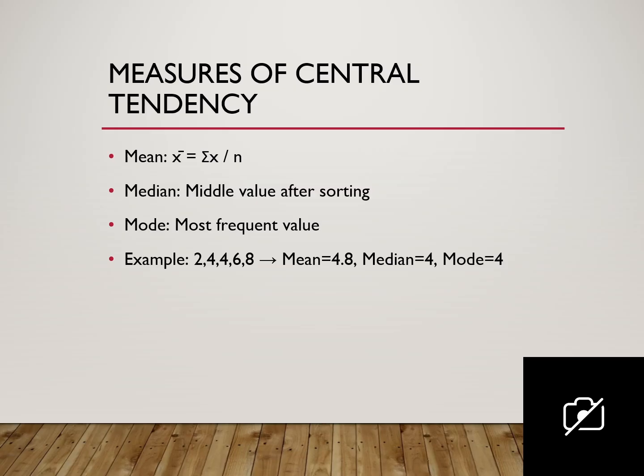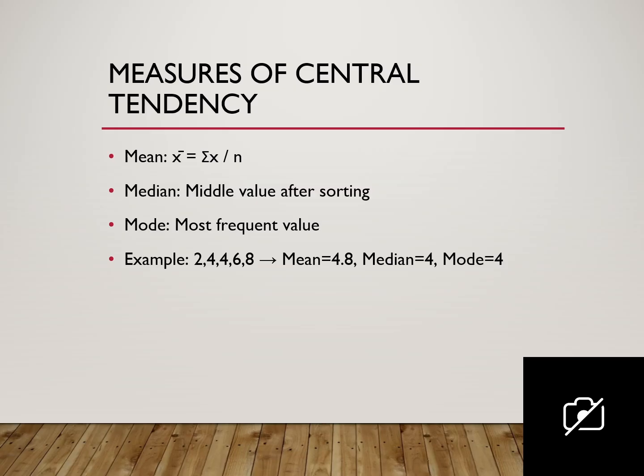Measures of central tendency help us identify the center or typical value of a dataset. The three important measures are mean, median, and mode. Mean: the formula for mean is mean equals sum of observations divided by total number of observations. Median is the middle value of data arranged in ascending or descending order. It means the sorted data has a middle value, and that middle value is called the median. Mode is the value that occurs most frequently.